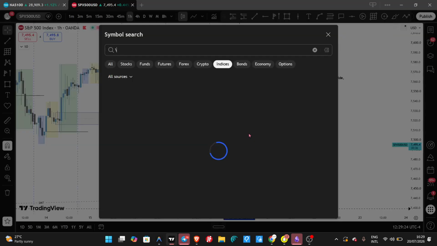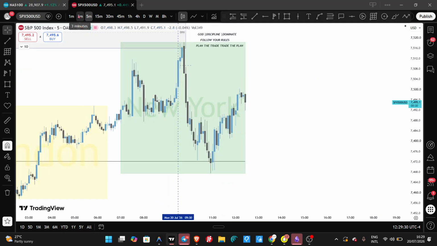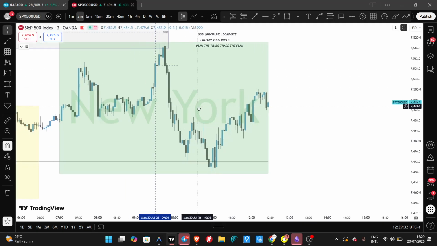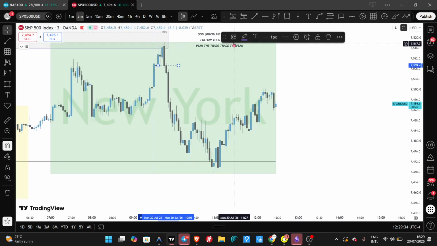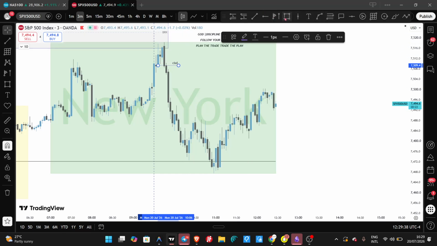So now that I know that I want to wait for the reaction, I just go on my lower time frame. It would be the 3 minutes or the 5 minutes. And I just wait for a change in state of delivery. And we had that right here. And then I just sell on the next candle.